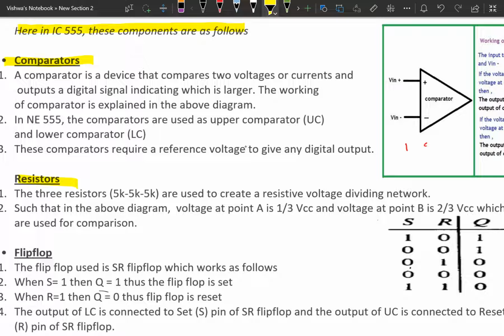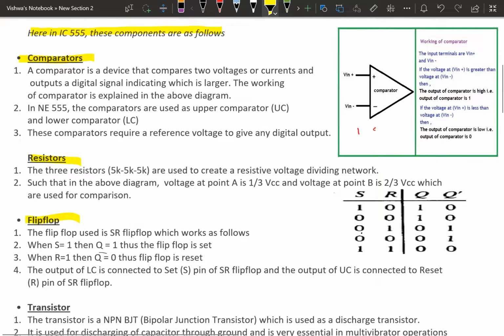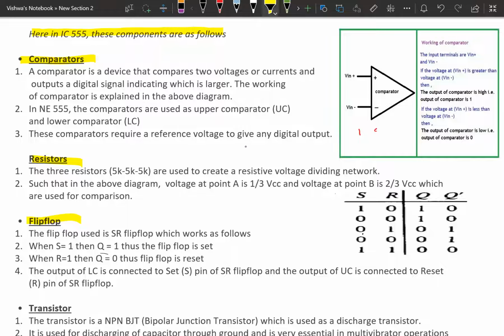Comparators, resistors, flip-flops, and transistors. Let's see one by one what these components are and how they work. A comparator is a device that compares two voltages or currents and outputs a digital signal indicating which is larger. The working of a comparator is explained in this diagram. In an IC 555 timer, the comparators are used as the upper comparator UC and the lower comparator LC. These comparators require a reference voltage to give any digital outputs.